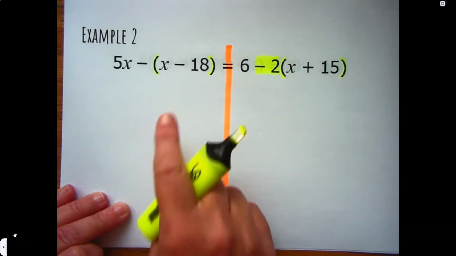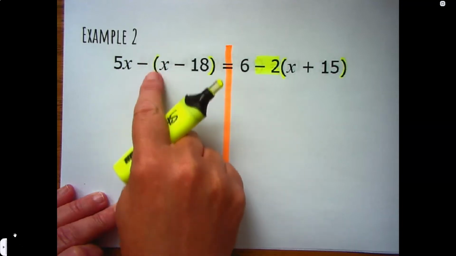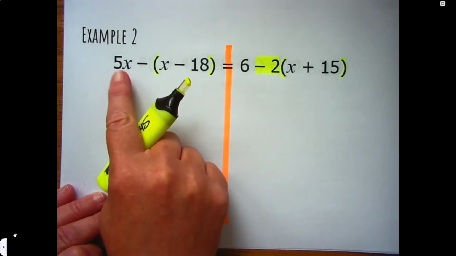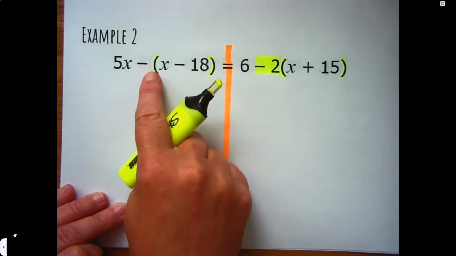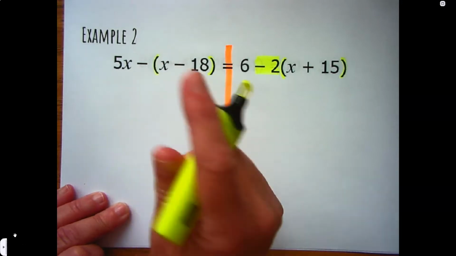But I want to point out on the other side something kind of strange that happens because I don't see a number sitting right here up against my parentheses. A lot of people will make the mistake of thinking that the 5 is what they're going to distribute, but it's not right against those parentheses, so it is not what you're going to distribute.